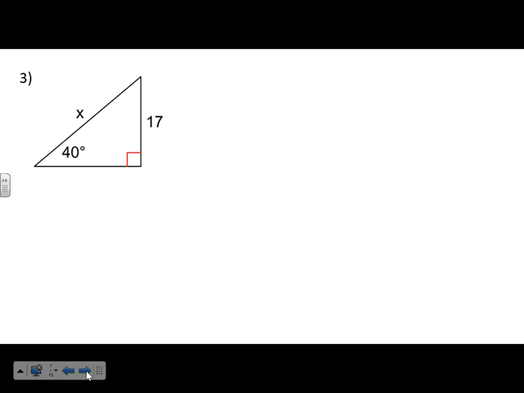So this one's the angle we're dealing with. So we have the opposite and the hypotenuse. So if you look at SOHCAHTOA, that means we're dealing with sine. The ratio is going to be the opposite over the hypotenuse, so 17 over x, and the angle is 40. So again, I just did about 3 steps, all kind of in one, and wrote it all out. Actually 4 steps, because now I have my equation.